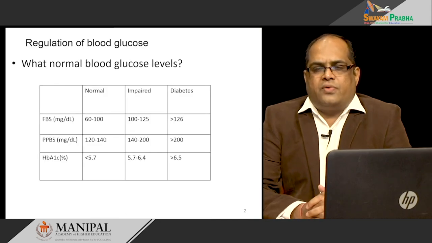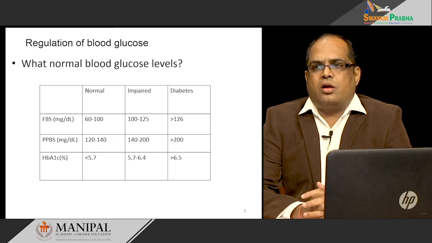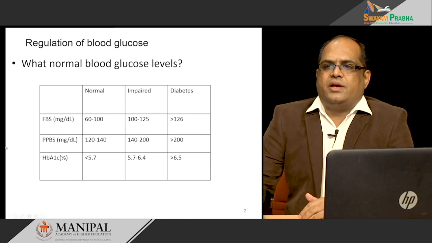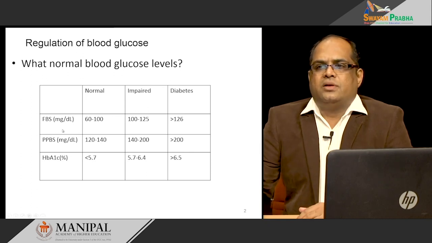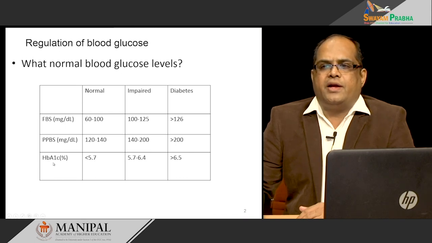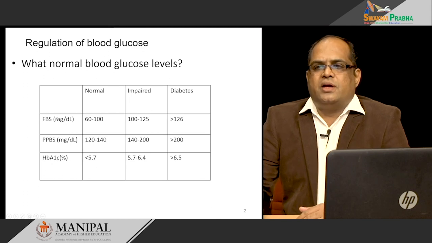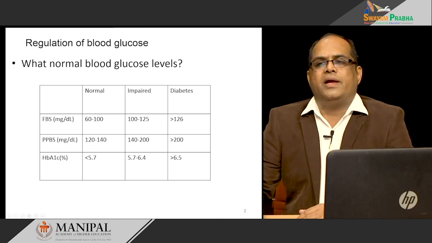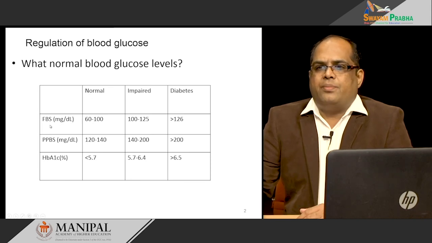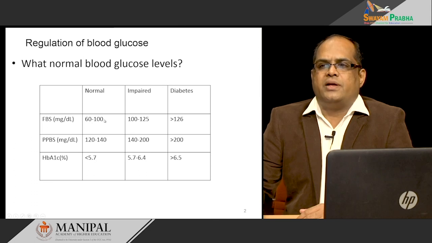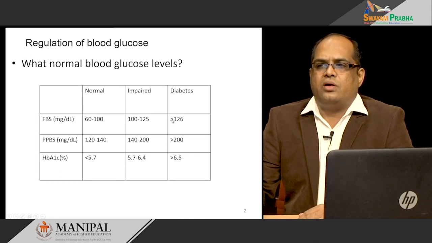So, before discussing that, we have to know the normal blood glucose level. You can see here the fasting blood glucose level, postprandial blood glucose level and glycated hemoglobin, that is HbA1c, in percentage, and the fasting and postprandial blood glucose levels in milligram per deciliter. Normally, the FBS should be between 60 to 100 milligram per deciliter and postprandial blood glucose should be 120 to 140 milligram per deciliter. If the fasting blood glucose level is above 100 till 125, we call it impaired fasting blood glucose level. Anything more than 126 milligram per deciliter, we call it diabetes.